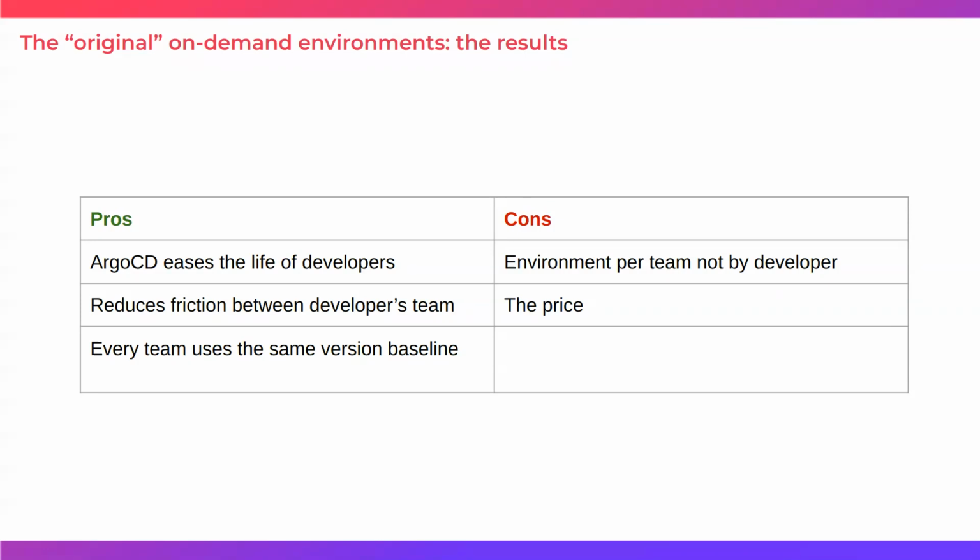The cons were mostly the price. As we saw, those environments cost a lot, and we had an environment per team and not per developer. So yes, we reduced the friction between the different teams, but this could actually create friction inside a team.